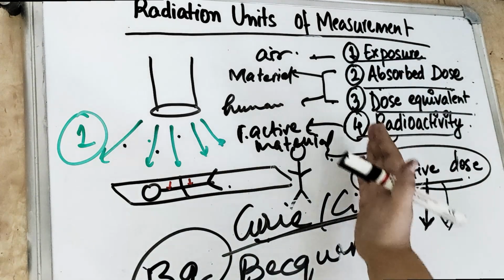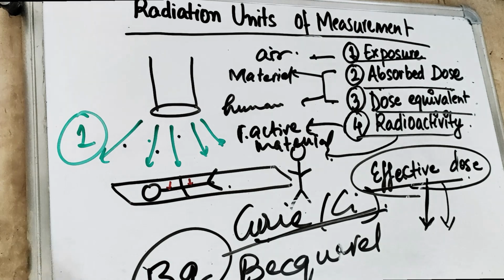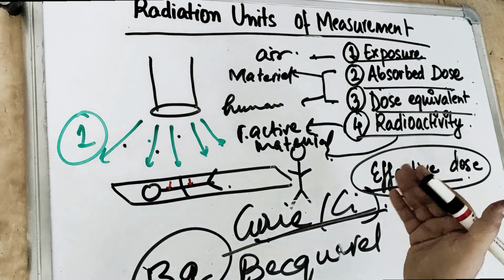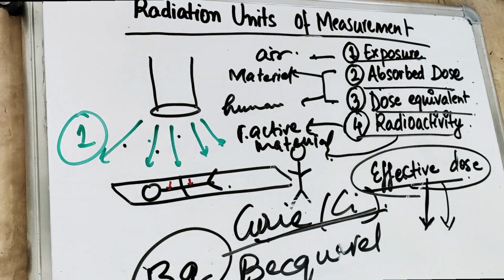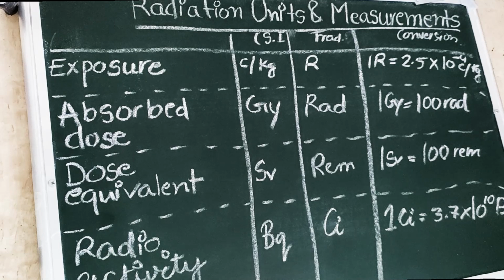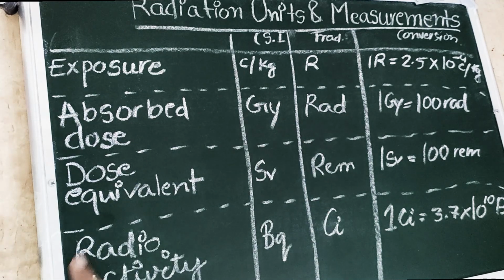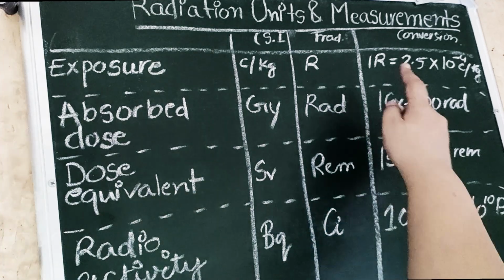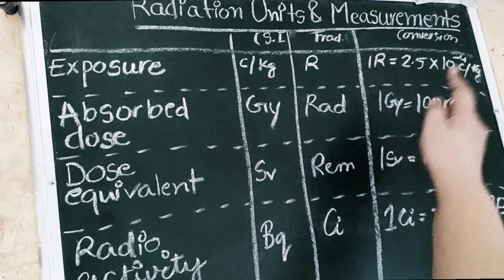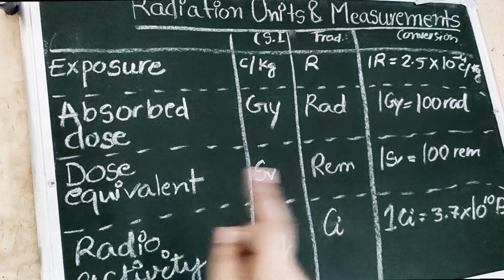So I hope you are now clear with exposure dose, absorbed dose, dose equivalent and radioactivity, and let's see the relation between the SI as well as the traditional units. So friends, first one is exposure. The SI unit, the international system of units, says it is measured in coulomb per kg, and Roentgen is the traditional unit. 1 Roentgen is equal to 2.58 into 10 raised to power minus 4 coulomb per kg.